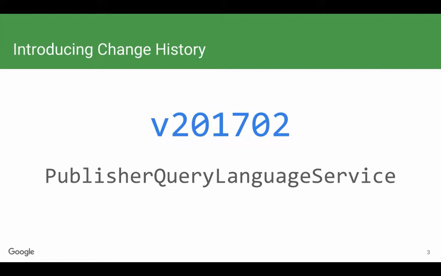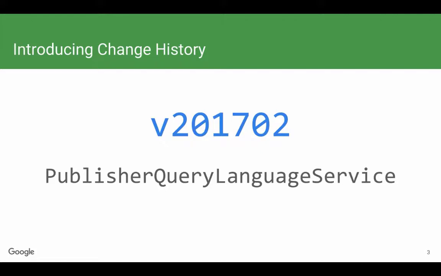for change history. If you're not familiar with the Publisher Query Language Service, it's a read-only service, and you have tables, essentially, that you can read from in a SQL-like syntax that we call the Publisher Query Language. So you may already be using it for something like geo-targeting to get information about geo-targeting IDs.